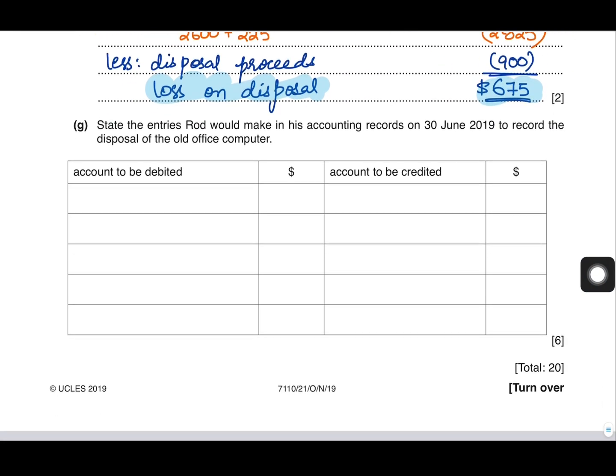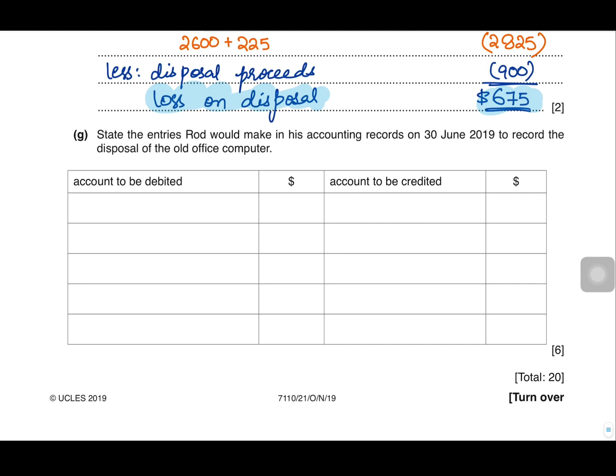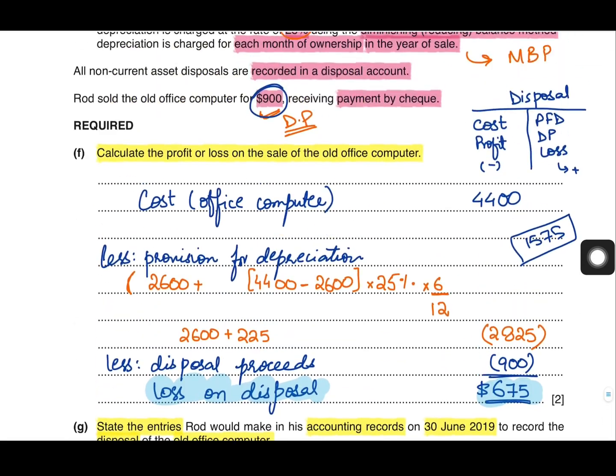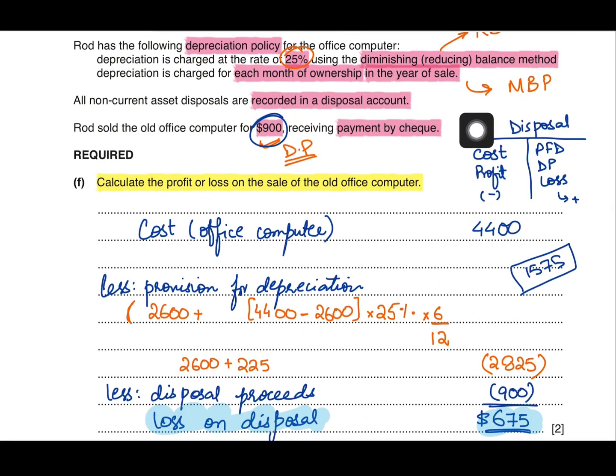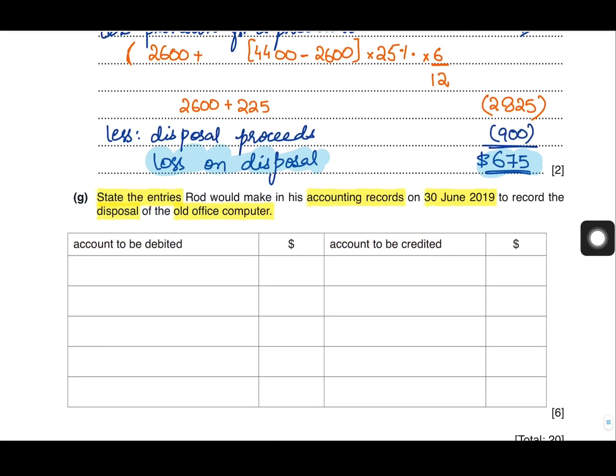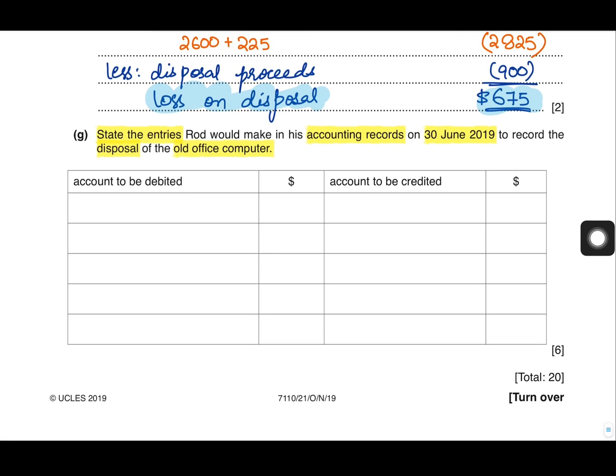Now we are done with part F as well. Let's move to our last part, and that says state the entries Rod would make in his accounting records on 30th June 2019 to record the disposal of the old office computer. So this is what the entries that you make in your disposal T account. We just have to write down those entries, right? So first of all, we eliminate the cost from the cost account. And how do we do that? We have already discussed that when we were learning about disposals.